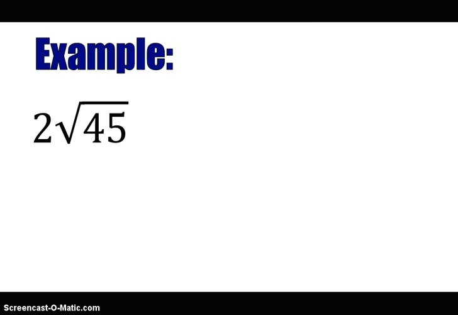Here is our first example. We have 2 times the square root of 45. Now, do you see the 2 times in front? Just carry it along until step 4 where we have to simplify.